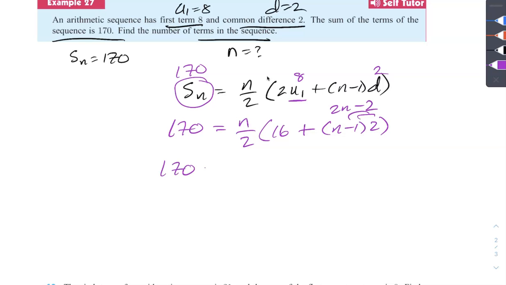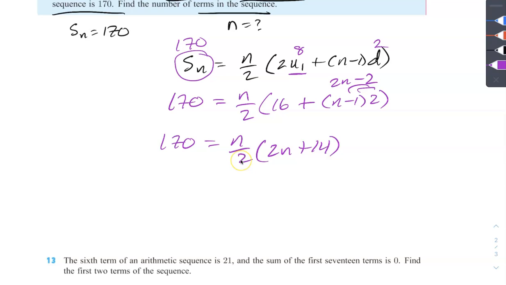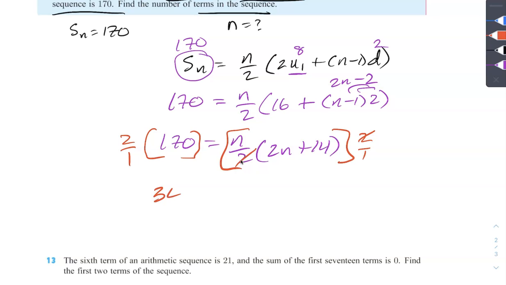So I get 170 equals n over 2, 16, let's say I could simplify that already. Add like terms, 16 plus -2 is 14, 2n plus 14. Now before I simplify this more, I want to get rid of this fraction. We don't like fractions. So let's multiply both sides by 2. So these would cancel out, and I get 340, I don't know why I paused. And then I get n, 2n plus 14.